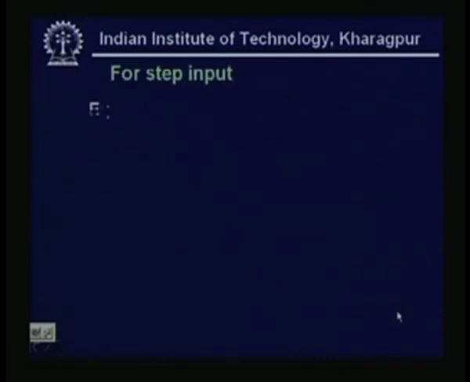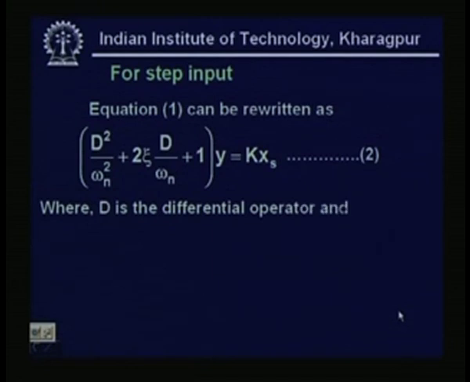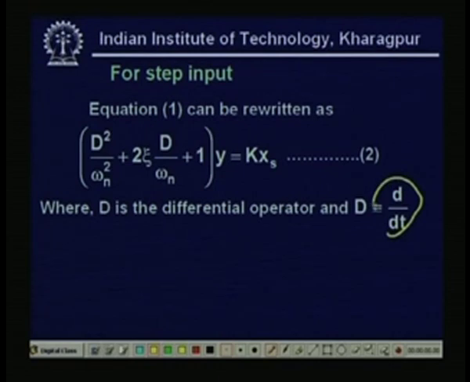Now for step input, equation 1 can be written as (D squared upon omega n squared plus 2 xi D by omega n plus 1) whole multiplied by y equal to k xs. This is equation number 2. Now we have introduced a new term called the differential operator D, which is equal to d by dt. That means, for the first term, it will be d squared y by dt squared by omega n squared. This will be our first term.